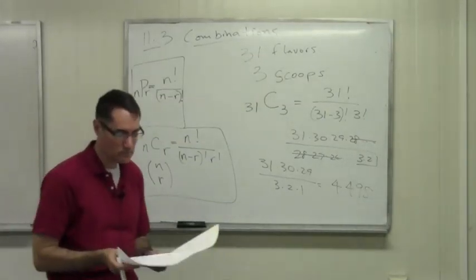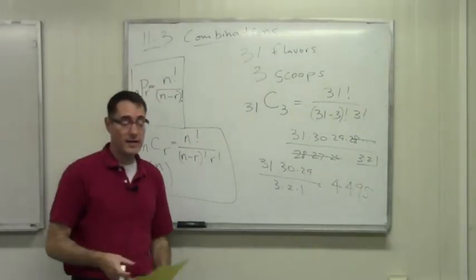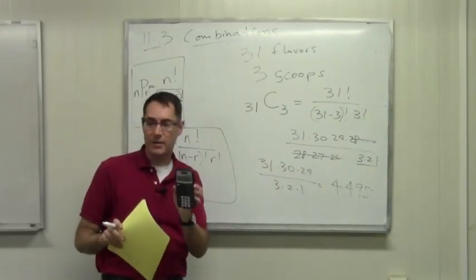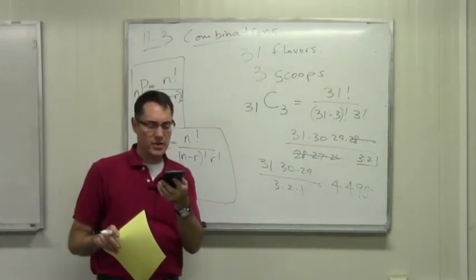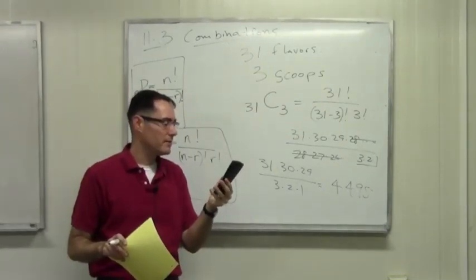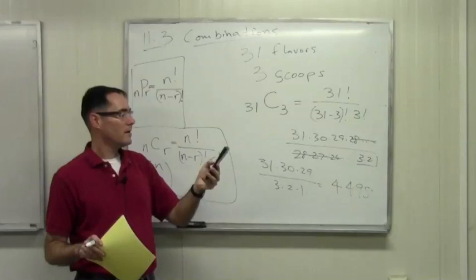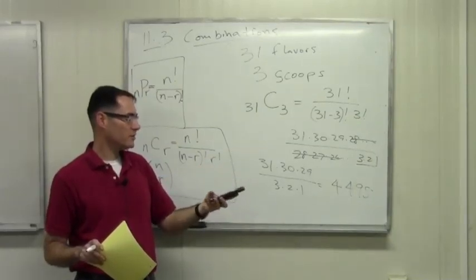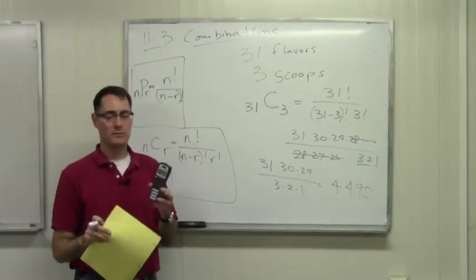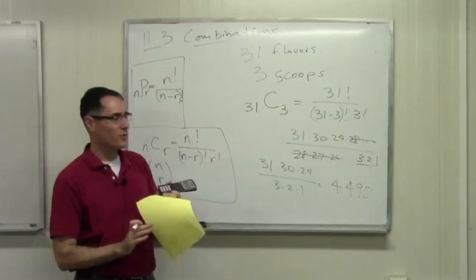Question. When we do these, can you always do them in your calculator? Yeah, if you have a calculator that can do them. These calculators do have a combination button on them. I think the other ones probably do too. You might have to find it in the instructions. I think it's under PRB. Yep, it is. So if you do 31, then PRB, and then you choose the nCr one. It's also got a little factorial on there too. Then you choose nCr, and then hit 3. It should give you 4,495.